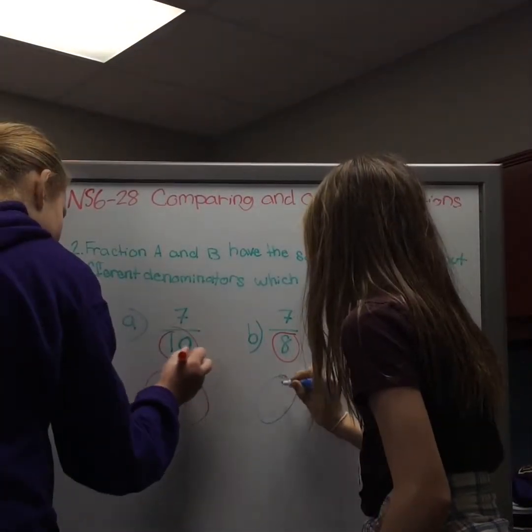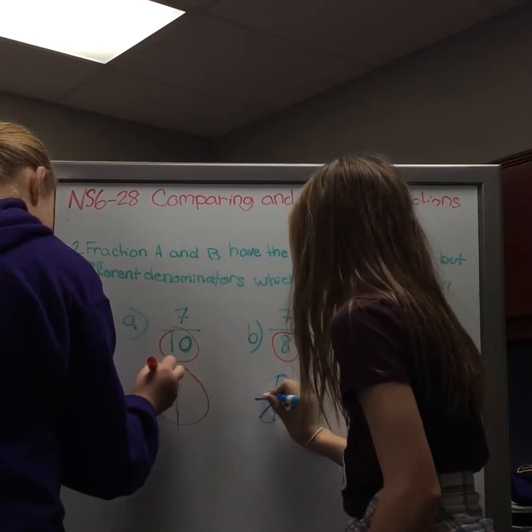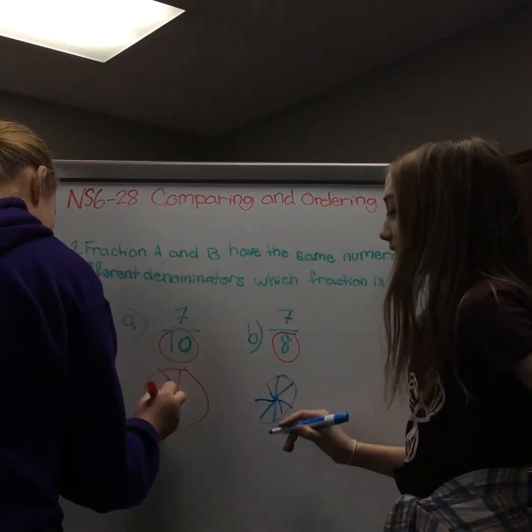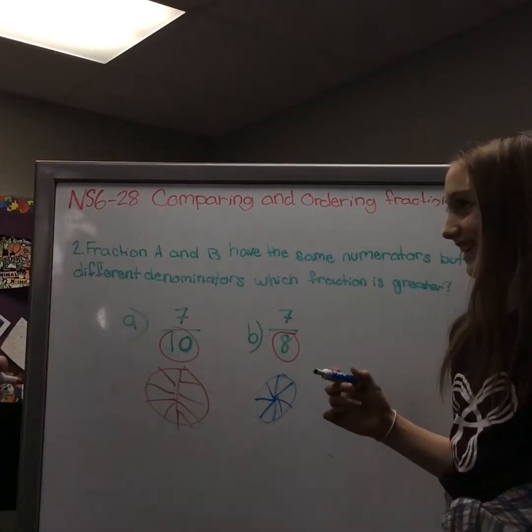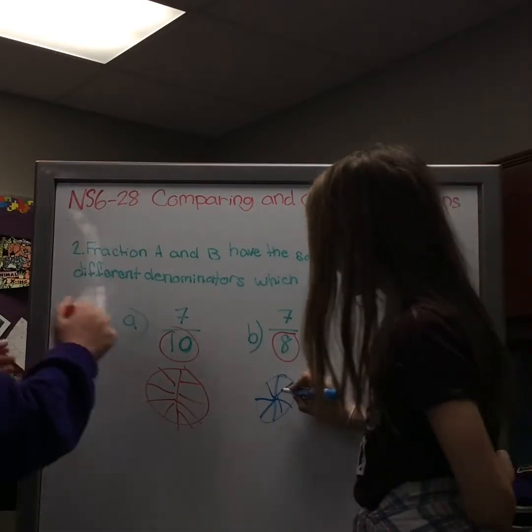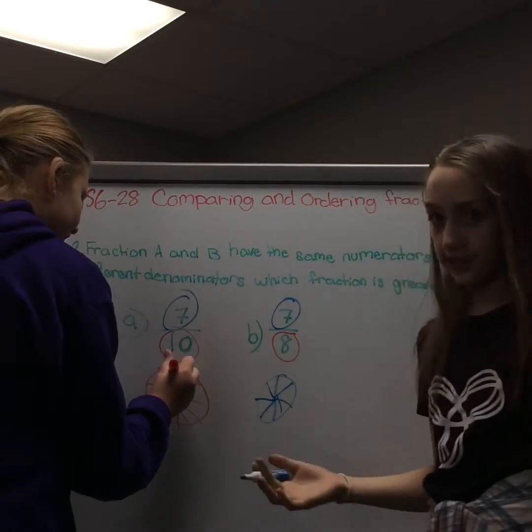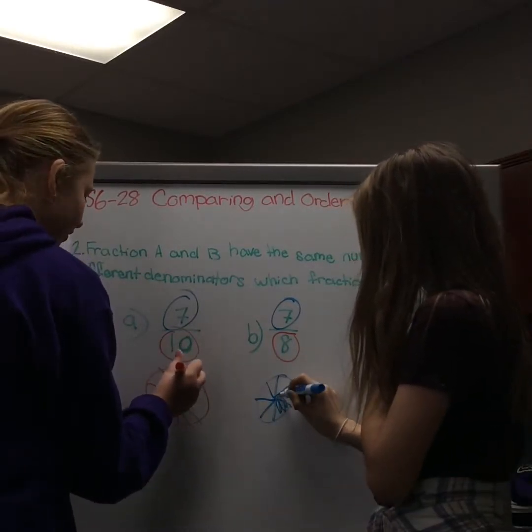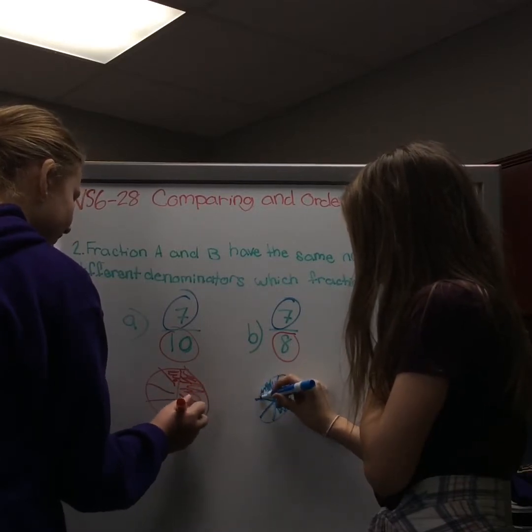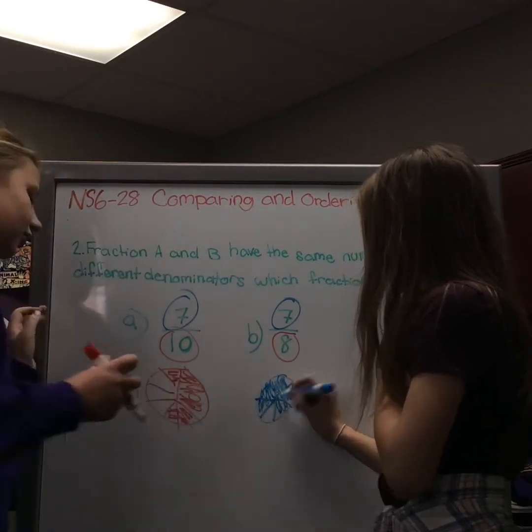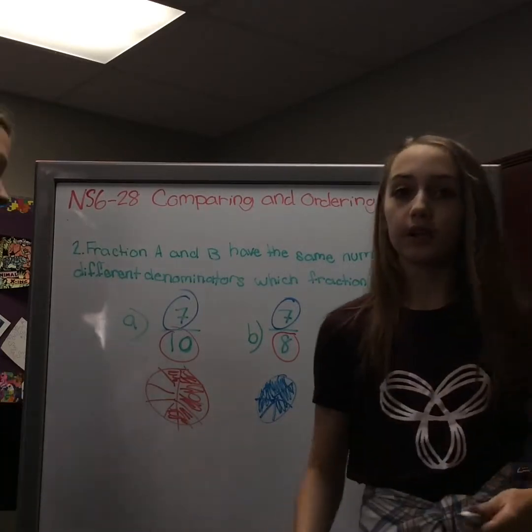Okay, so if you split it into that amount and color the numerator, which is 7. So they're the same, color in 7 pieces. 1, 2, 3, 4, 5, 6, and 7. So as you can see, it's pretty obvious that this fraction is the majority filled up.